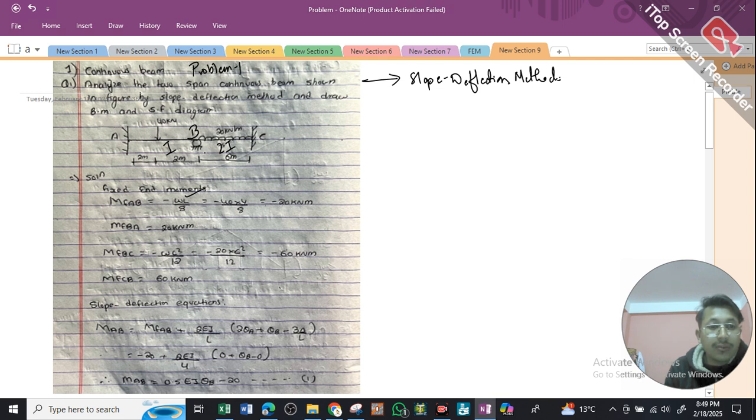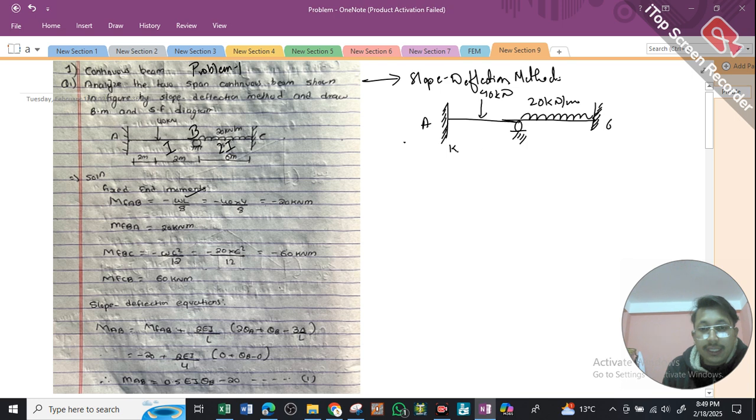So we have a beam over here. Let me draw the beam. We are going to solve this by the slope deflection method. We have a fixed support at A, a roller support at B, and similarly a fixed support at C. Then we have a 20 kilonewton per meter UDL over here. Next we have a point load of 40 kilonewton, acting at a distance of 2 meters and 2 meters, like this. This is my point B, and the UDL is acting over a span of 6 meters. So I have I and 2I as well.